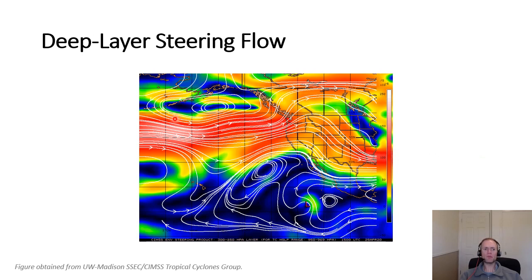We can look at a deeper layer steering flow. I've arbitrarily chosen that between 950 and 969 hectopascals, so something that you would expect to see in a hurricane of moderate intensity, category 2, 3, maybe 4 on the Saffir-Simpson hurricane wind scale. This gives us an 850 to 300 hectopascal steering layer. And at first glance, the pattern looks pretty similar.